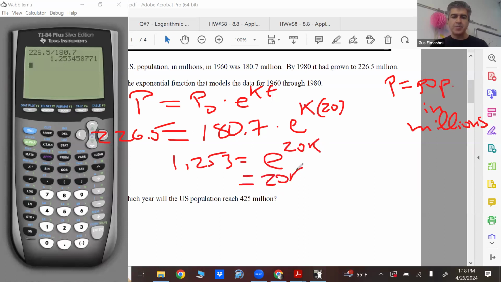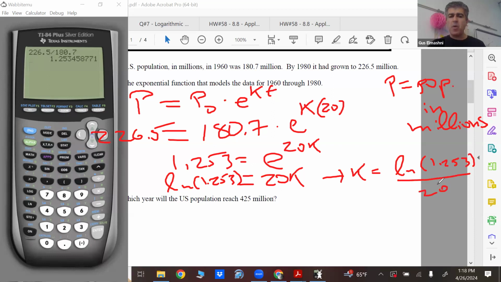And 20k equals natural log. So you've got to be very comfortable with the logs by now. If you're having trouble transforming from exponential form to log form, let me know. I'll help you out. But the base of your power was e. e now becomes the base of the log, and the input now becomes 1.253. The output is 20k. So k will be the natural log of 1.253 divided by 20.